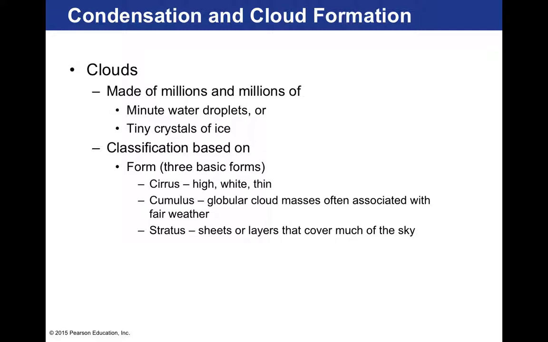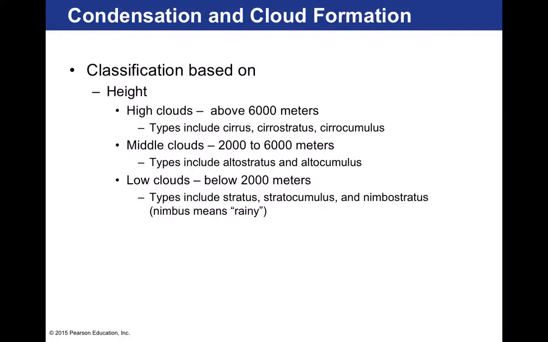Now we classify clouds based on their form. There are three basic forms. There's cirrus, which are high, white, and thin; cumulus, globular cloud masses often associated with fair weather; and then stratus. These are sheets or layers that cover much of the sky on an overcast day.